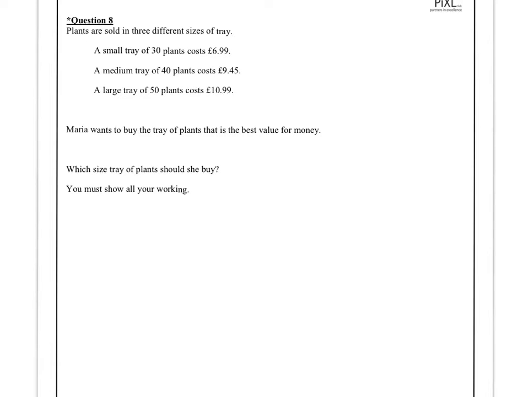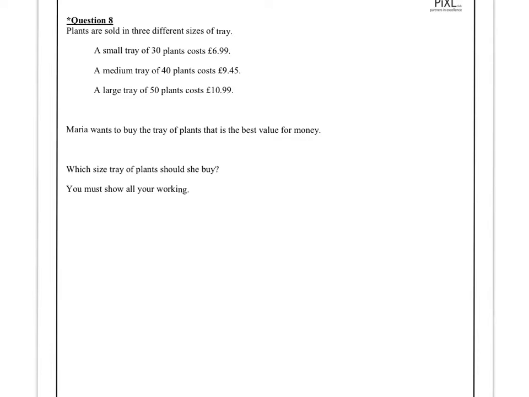Question 8. Plants are sold in 3 different sizes of tray. A small tray of 30 plants costs $6.99, a medium tray of 40 costs $9.45, and a large tray of 50 costs $10.99. Maria wants to buy the tray of plants that is the best value for money. Which size of tray of plants should she buy? You must show all your working.